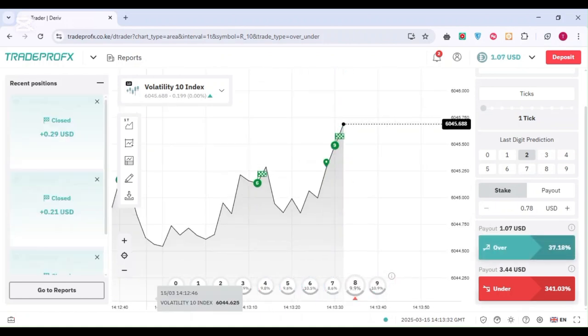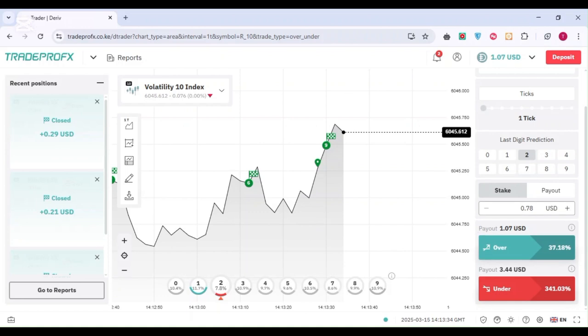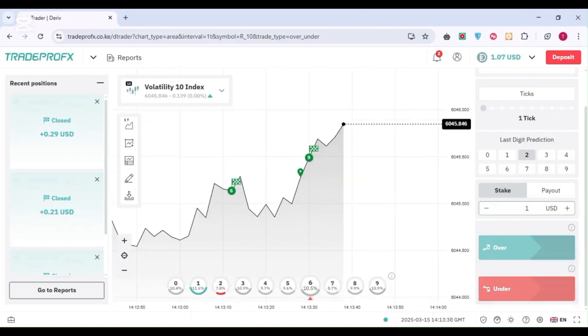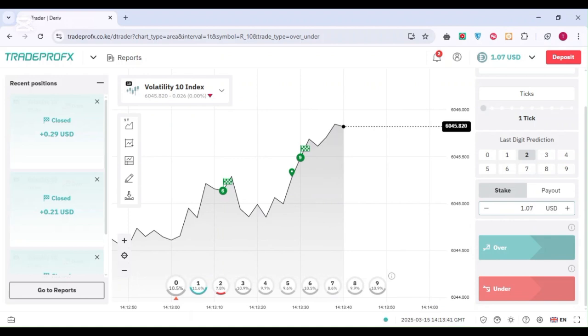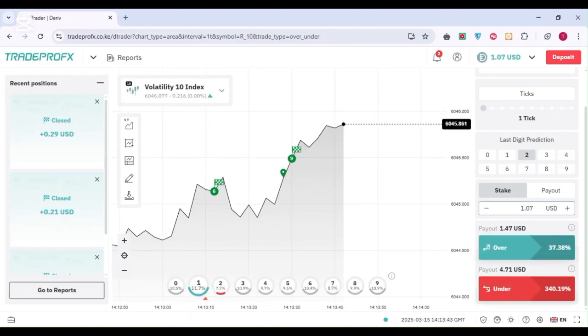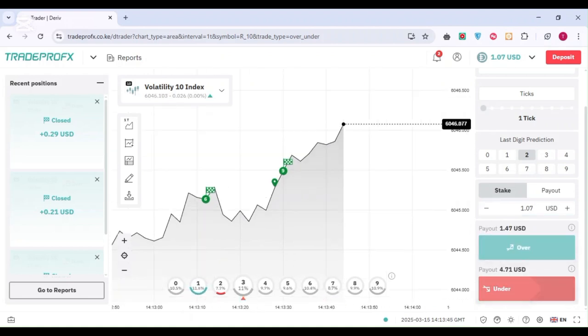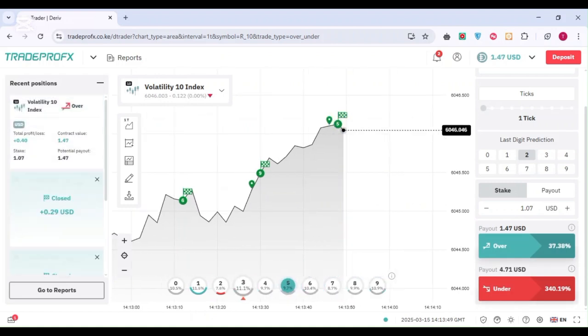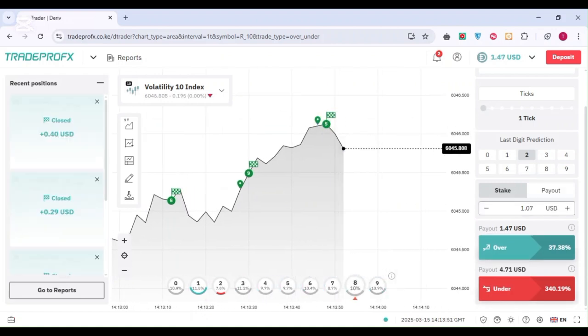As you can see, I'm not entering the market blindly. I'm waiting for some conditions, then I run. I click over. So not just doing it randomly. There are some things I'm waiting to observe, then I click over. So we are not just trading randomly.